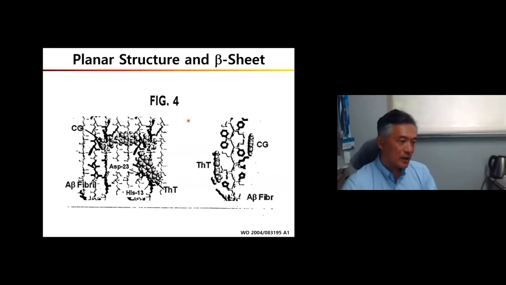From the Klunk and Mathis patent for amyloid imaging agents, they said that thioflavin T can intercalate into the beta sheet structure of the amyloid beta plaque. Also, Congo red or chrysamine G show the same intercalation property with the amyloid beta plaque.